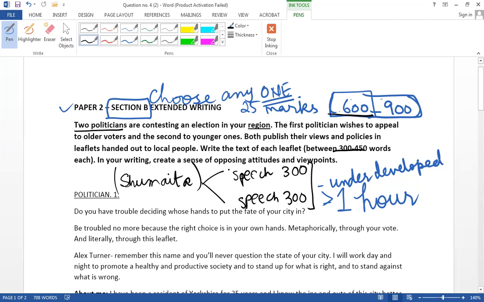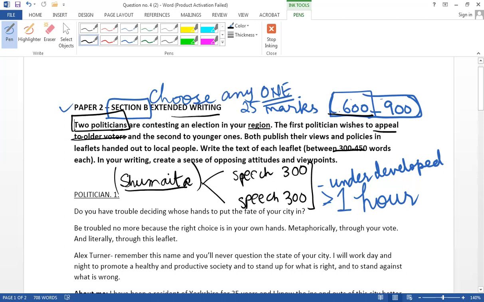Such a question never comes every time. Why? Because this is a way of showing two contrasting ideas, as in how you can deal with two different sets of audiences. Shumeta is one writer, but in this creative writing section, extended writing, she is in the position of two politicians. So the first politician, through that perspective, you will be writing to appeal to older voters.